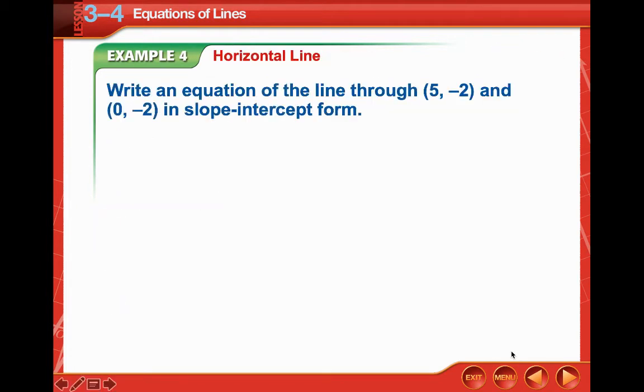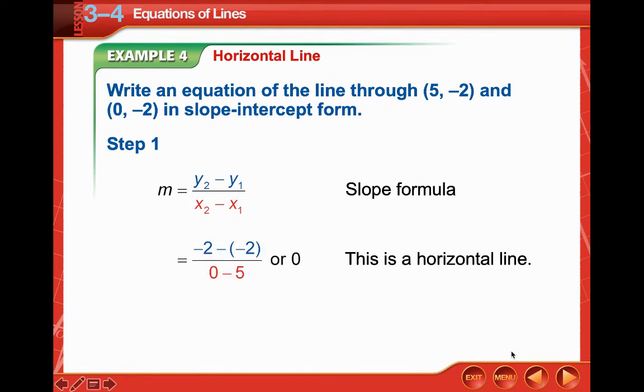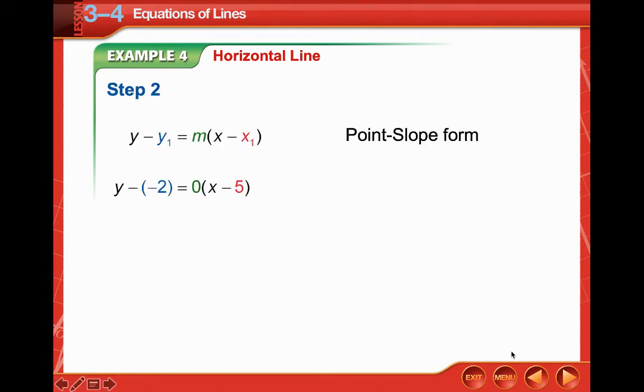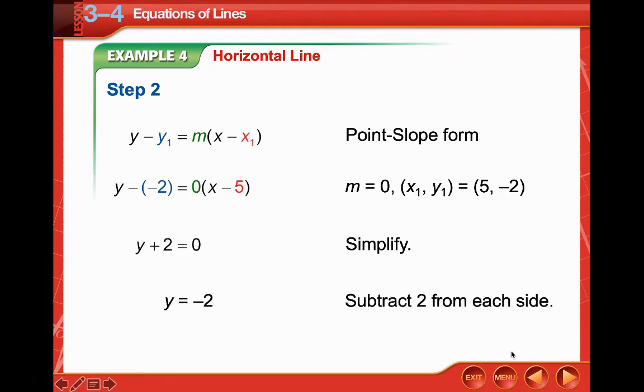All right, write an equation of the line through (5, -2) and (0, -2) in slope-intercept form. Step 1, slope formula: y2 minus y1 over x2 minus x1. Realize the slope is 0. It's a horizontal line. All right, point slope form. Plug in our numbers: y plus 2 equals 0. Simplify, y equals -2. Boom.